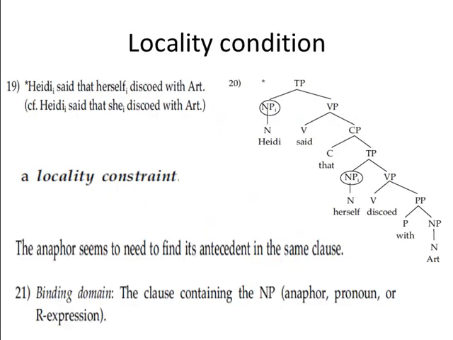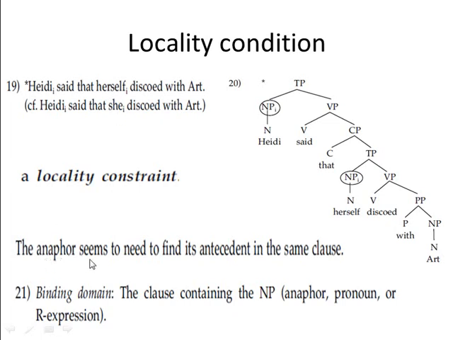Okay, now we have a discussion on the locality condition. Here there is an example: "Heidi said that herself discussed with Art", or Arthur perhaps. It has an asterisk, which means ungrammatical. Here it says "Heidi said herself discussed with Art" is wrong. The correct one is "Heidi said that she discussed with Art". So it should not use an anaphor, but a pronoun. Why?